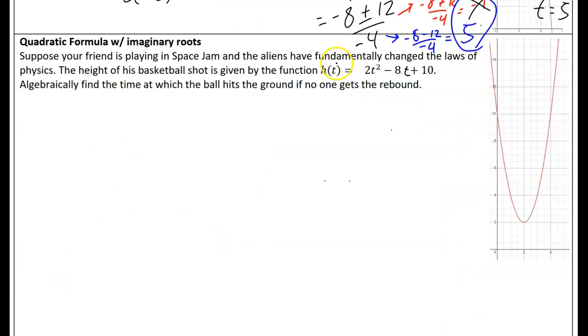Now next here is my Space Jam problem, and the reason I call it that, right, is if we look at the graph, well, he shoots the ball and then it goes down and then it goes up. It's as if we've turned off gravity or something, right?